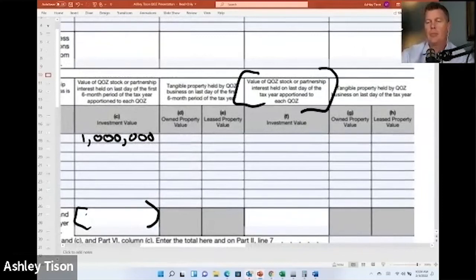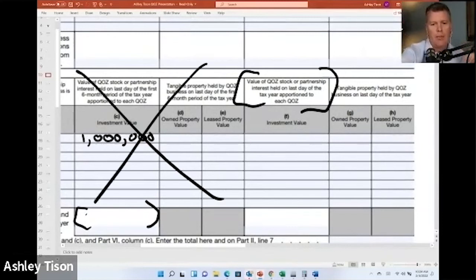And like I said before, if you formed your fund and put your money in between July and December, you're not going to do this side, right? You're going to leave this side blank, and you're just going to focus on the end of year value of your qualified opportunity zone partnership interest, and also the owned property value and the leased property value.